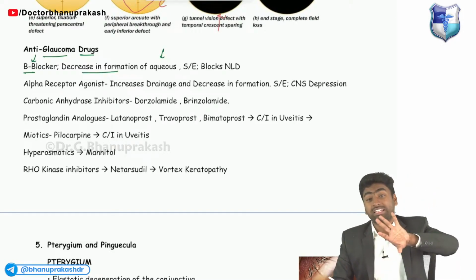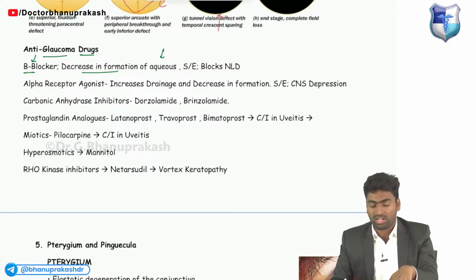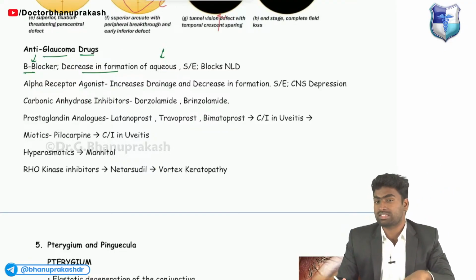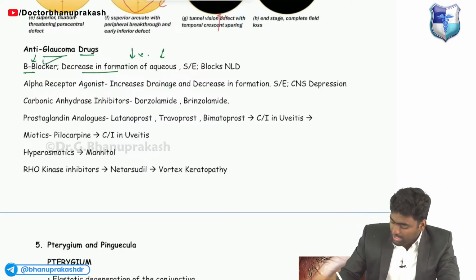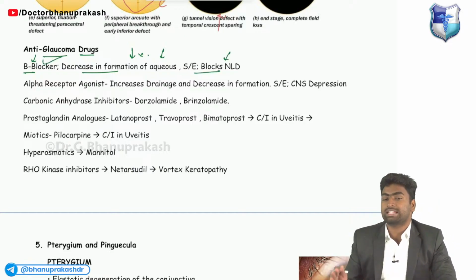So we know, as we studied in Meniere's disease also, there will be either increased production or decreased production. Here also the same. Either there will be more aqueous production or less excretion. So in such cases, we will decrease the formation by giving beta blockers. One more complication of this beta blocker is that it blocks the nasolacrimal duct.